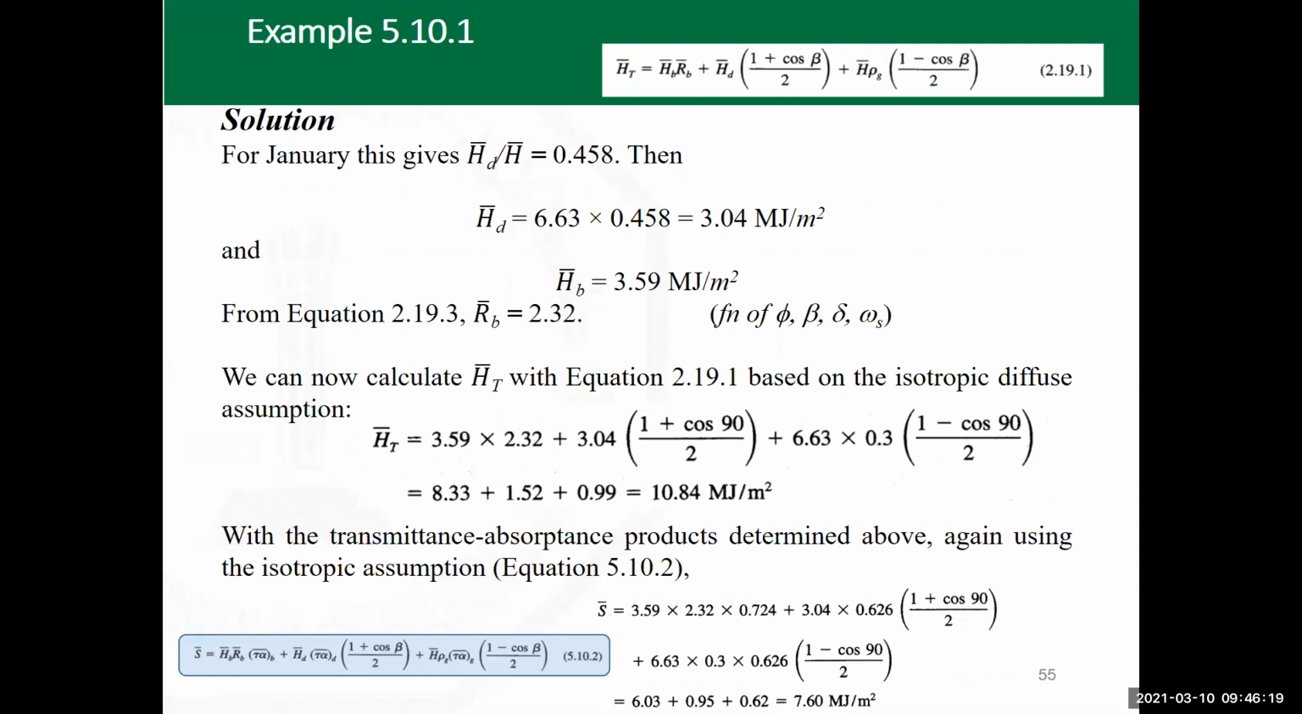We didn't have to do that in example 5.9 because in this example, these quantities were given to us. Here they are not given, so we have to look for them, and this is the way you can get them from the information that you have had earlier.